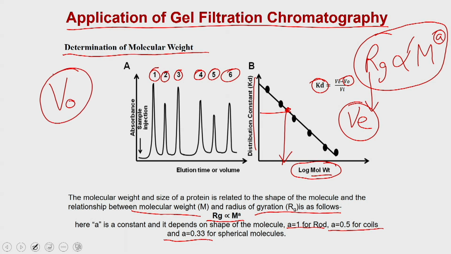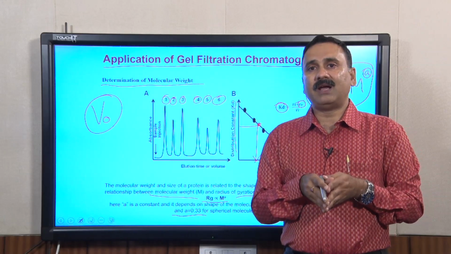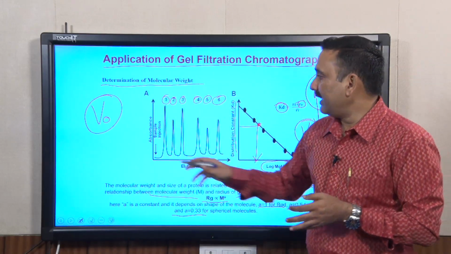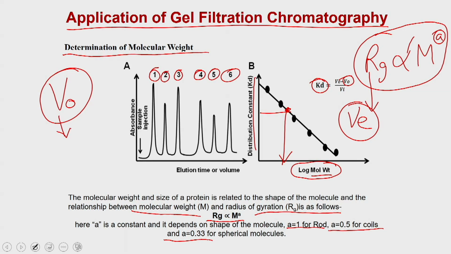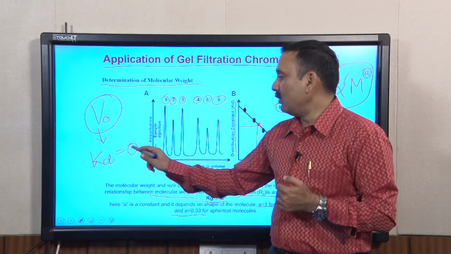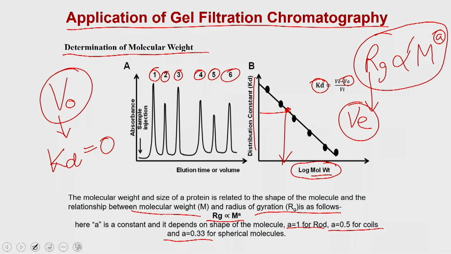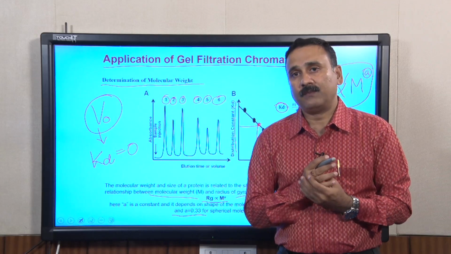Now, as we said, for detecting the total volume, you have to have a molecule which has a Kd value equal to 1, whereas to calculate the V0, which means the void volume, you have to have a molecule with a Kd value of 0, which means in that case the elution volume is equivalent to the void volume. How to get a molecule which has a Kd value equal to 0?